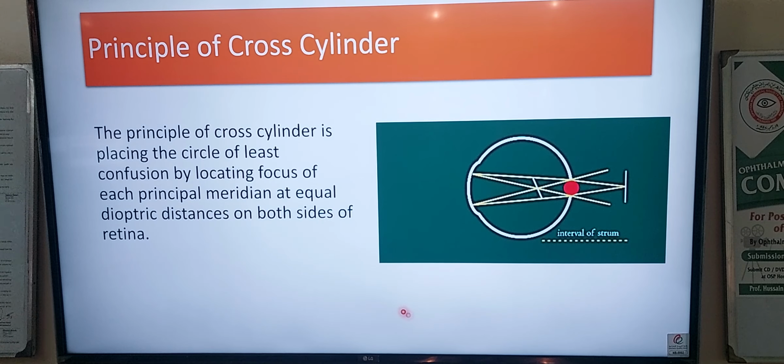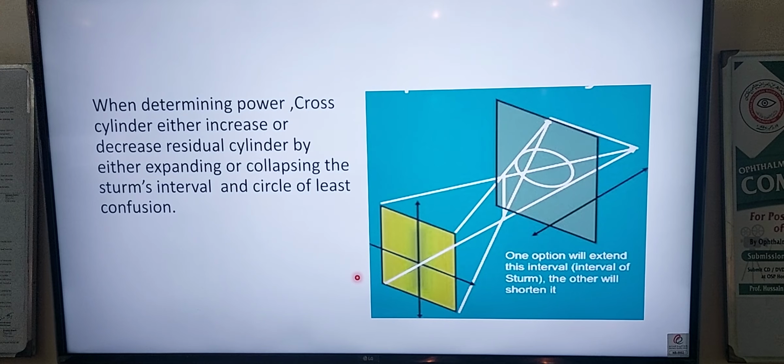Now the principle of the cross cylinder. The principle of the cross cylinder is placing the circle of least confusion by locating the focus of each principal meridian at equal dioptric distance on both sides of the retina. When determining power, the cross cylinder either increases or decreases the residual cylinder by either expanding or collapsing the Sturm's interval and circle of least confusion. We actually give two options to the patient, and one option will extend this interval and the other will shorten it.